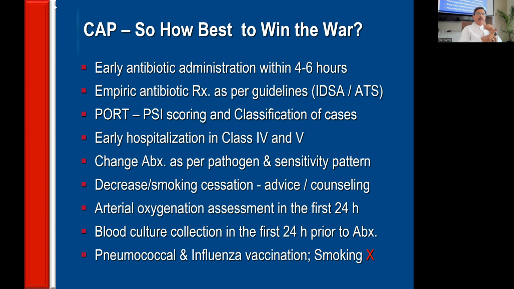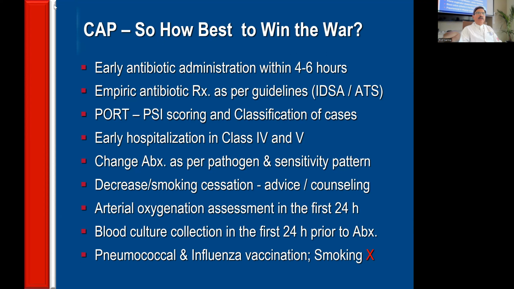Empiric antibiotic treatment depends on the category of the patient: macrolide or doxycycline. First level, beta-lactam or fluoroquinolone. Second level, combination. Third level, all 3 drugs, beta-lactam, fluoroquinolone, macrolide, and if necessary aminoglycoside, carbapenem, meropenem, piperacillin-tazobactam, and vancomycin, linezolid. Aminoglycoside is an add-on. Port scoring, at least CURB scoring, at least you must use CRB-65. Early hospitalization for 4 and 5.